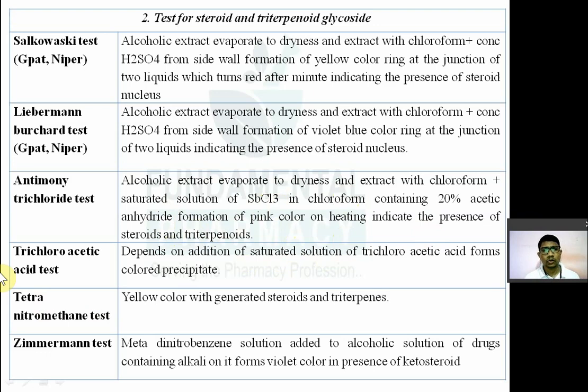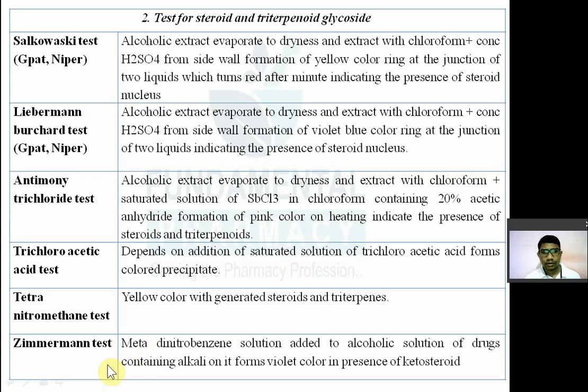Next one is the trichloroacetic acid test. It depends on the addition of saturated solution of trichloroacetic acid and forms a colored precipitate. It means you have to take a solution of your crude drug and add saturated solution of trichloroacetic acid. It will form a colored precipitate that indicates the presence of steroid nucleus. Now, tetranitromethane test. Yellow color is generated with the steroid and triterpenoid glycosides. So addition of tetranitromethane to the drug, you will get a yellow color.